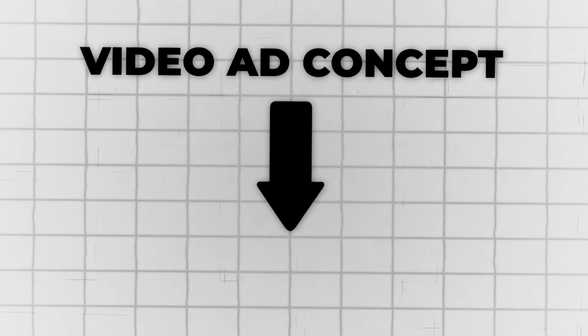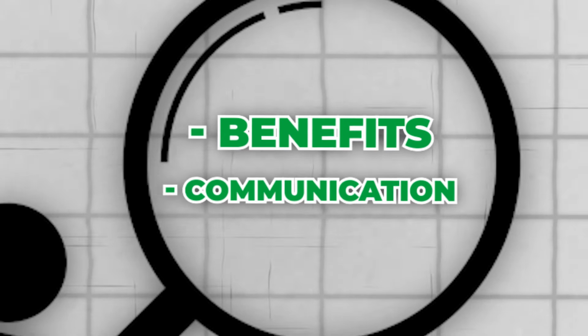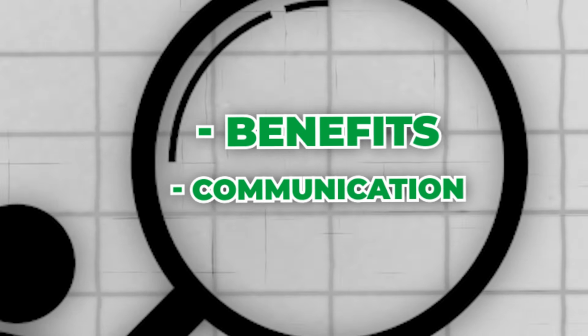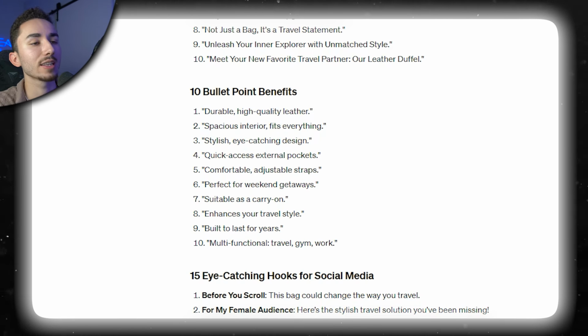And then for these benefits, we're definitely going to mention a few of these in the ad concepts because every single video ad concept you're going to have is going to have a benefits section. So you just need to figure out what those benefits are and then what the best ways to communicate those benefits are. So we have durable, high quality leather. So what are we trying to communicate there? That the product lasts a long time. We're handling that objection of quality.